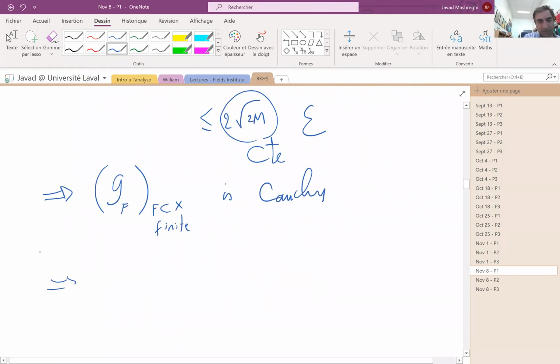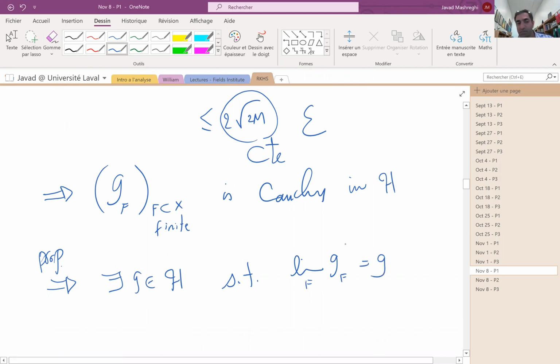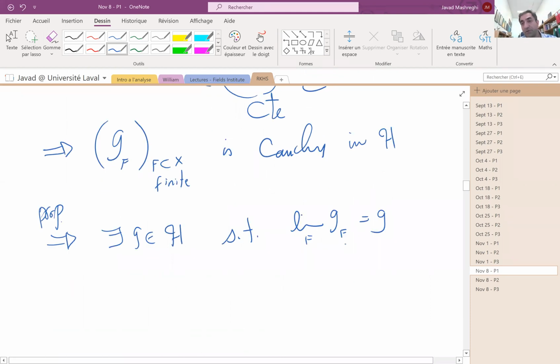By the proposition that we had at the very beginning of this chapter, there is a function G in H, Cauchy in H, such that lim G_F is equal to G. By the first proposition, we know that convergence in norm implies pointwise convergence. Therefore, for any x in X, lim G_F of x is equal to G(x).